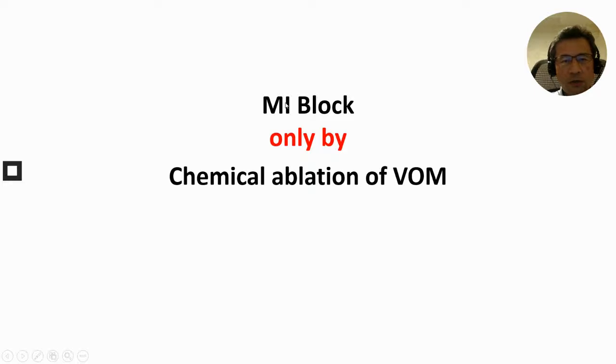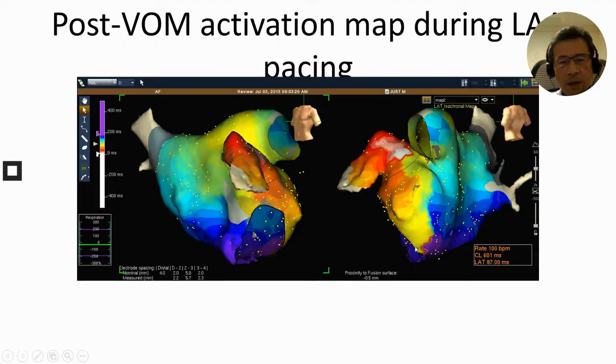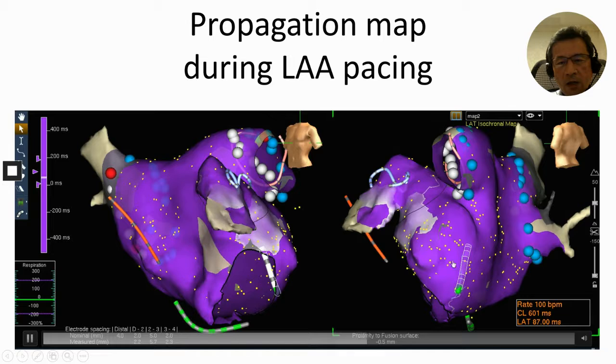Let's talk about mitral isthmus block by chemical ablation of the Marshall vein. This is a control voltage map. After performing the chemical ablation of the Marshall vein, we were able to create a long damaged area along the Marshall vein area. This is the mitral annulus. This is an activation map during pacing from the left atrial appendage. We were able to create a long conduction block along the Marshall vein area. This is a propagation map during the left atrial appendage pacing. As shown here, we were able to create a long conduction block area.